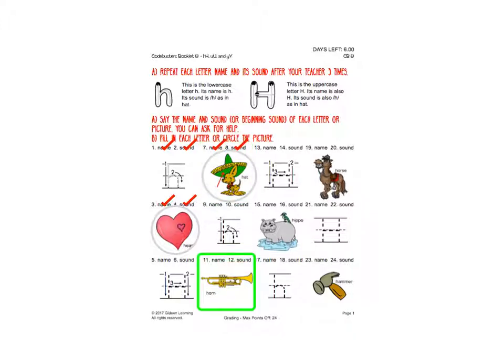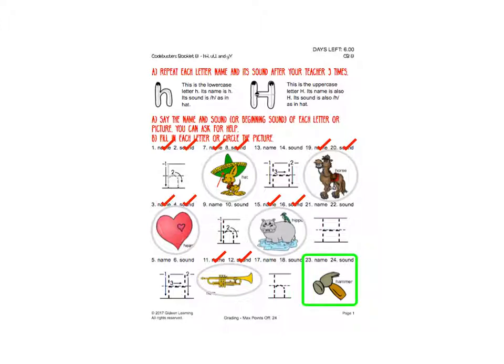This is a picture of a horn. Its beginning sound is H, and now we can circle it. This is a hippo. Its beginning sound is H, and now we can circle it. This is a horse. Its beginning sound is H, and now you can circle it. This is a hammer. Its beginning sound is H, and now circle it.